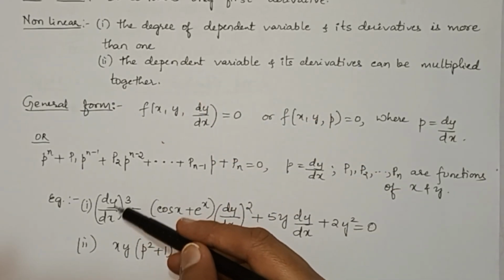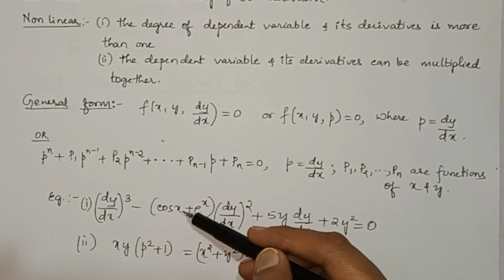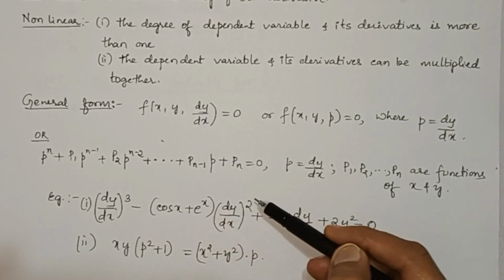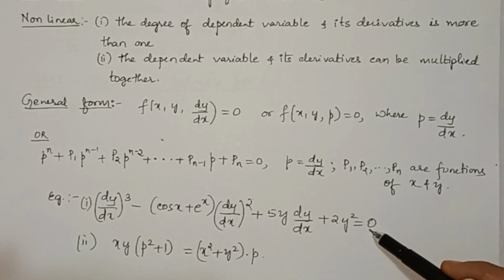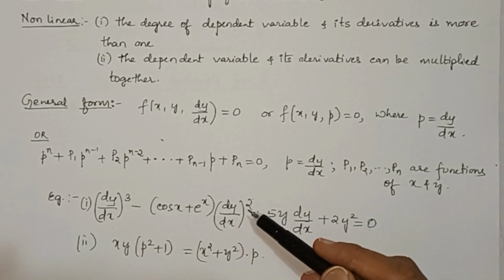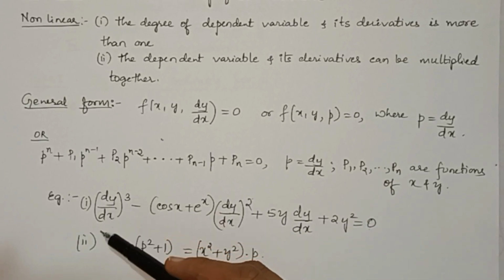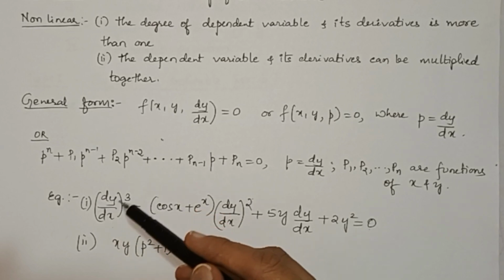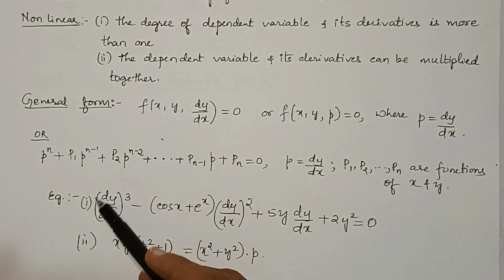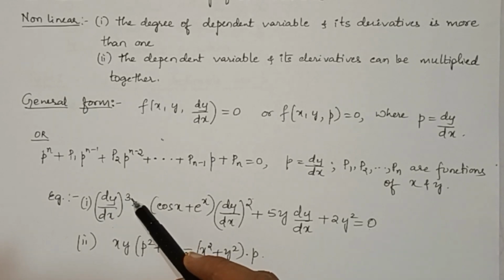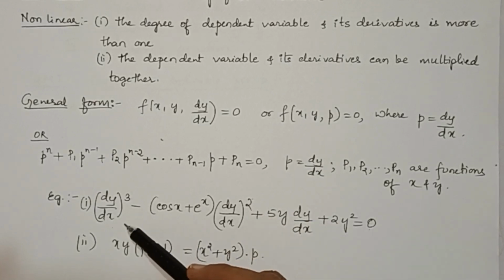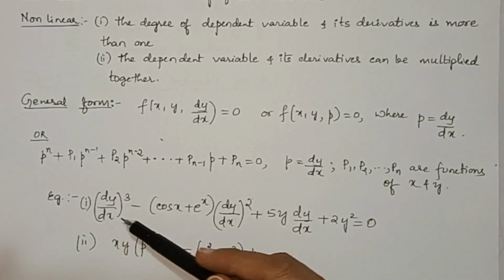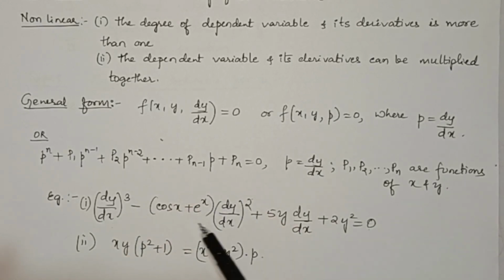Examples: see, dy by dx whole cube minus cos x plus e to the power x into dy by dx whole square plus 5y into dy by dx plus 2y square equal to 0. Look at this equation. It is of first order because you have just the term dy by dx, no higher order derivatives. And it is nonlinear because the power of dy by dx is 3 here, which is more than 1. In this case, it is 2. Here it may be 1, but there are terms with power of dy by dx which is more than 1. So this is a first order nonlinear differential equation.